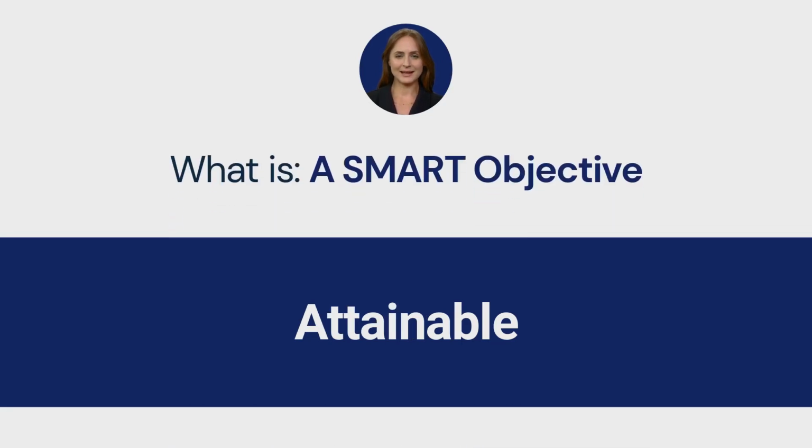Attainable. Attainability considers the feasibility and practicality of an objective. An attainable objective is one that can be realistically accomplished within the available resources, time, and capabilities. It is important to set objectives that challenge individuals and teams, but they should still be within reach. Setting unattainable goals can lead to demotivation and a sense of failure. By ensuring attainability, objectives become realistic targets that inspire action and effort.